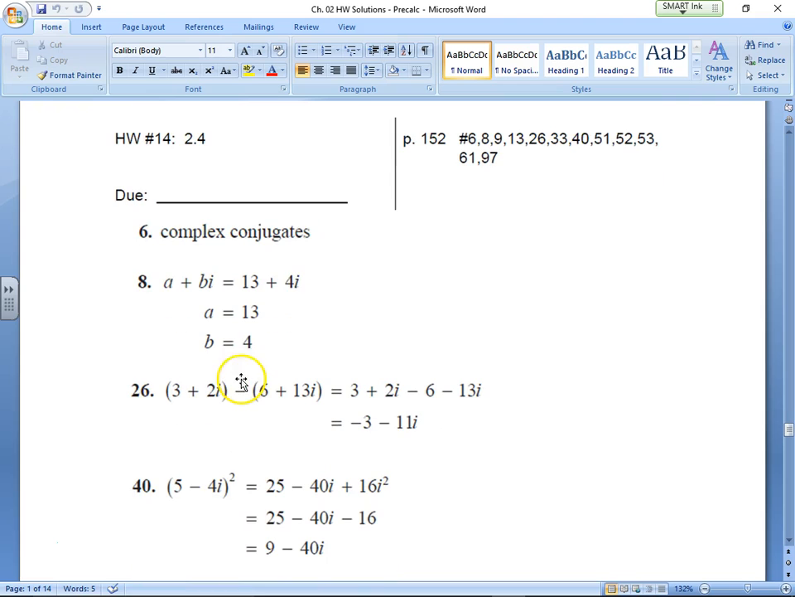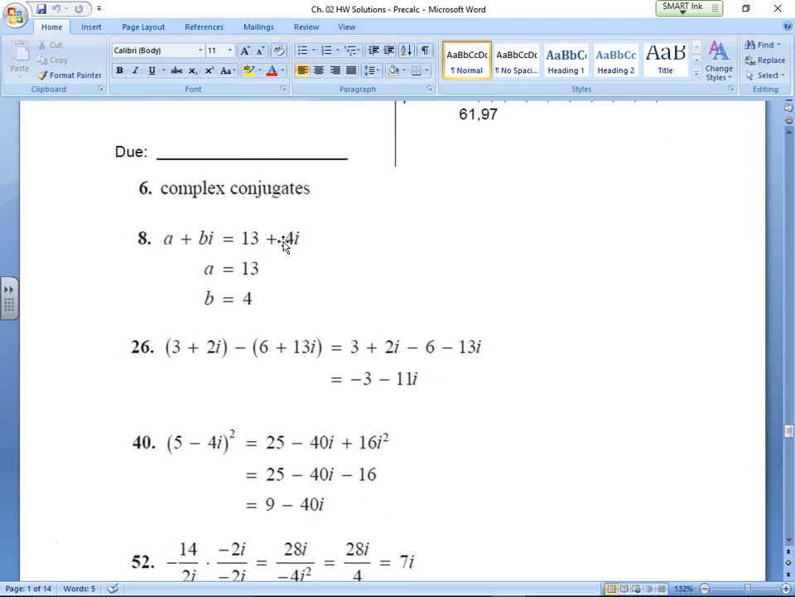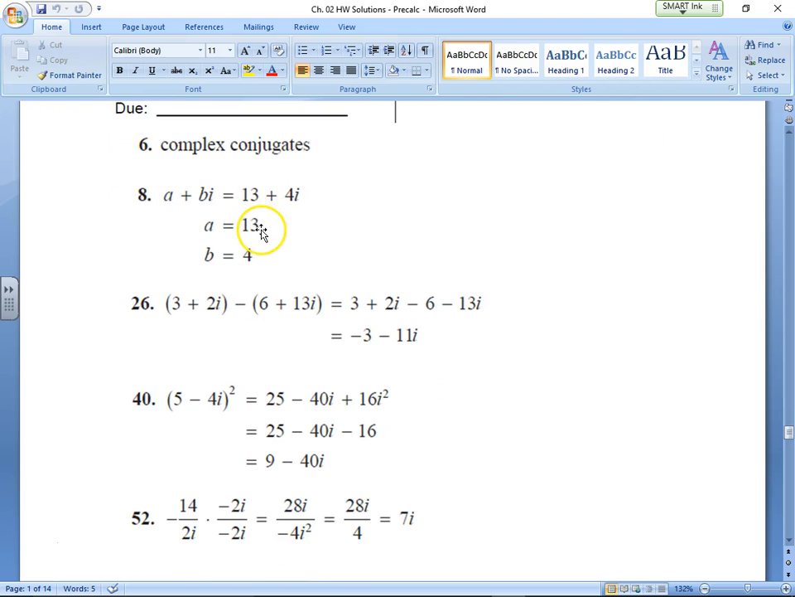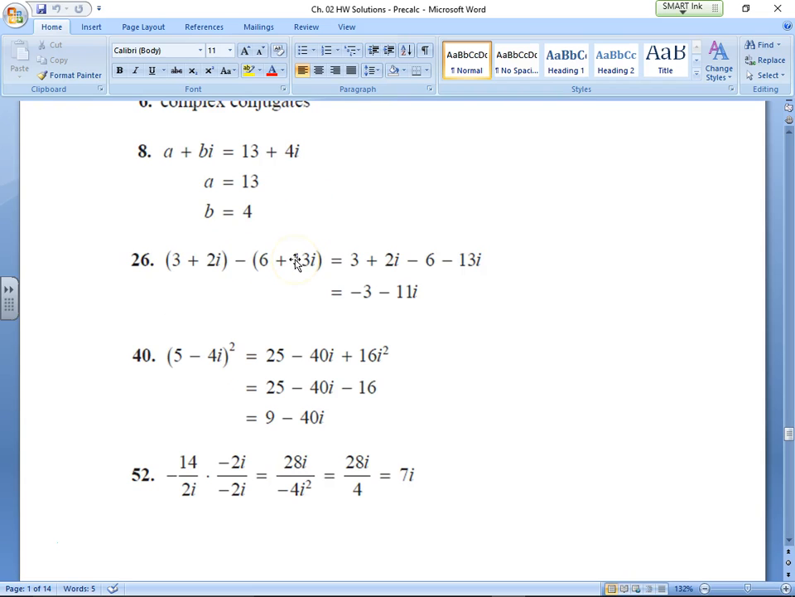Number 6, complex conjugates. We didn't talk about complex being the first name of it, but hopefully you saw it in this section. They are complex and then they are conjugates, multiplied by the conjugate. Number 8, easiest problem ever. Some of you might have overthought it though. A is the first piece, 13. B is the second piece, 4. Done. It was so easy, it was hard. Does it make sense now? You're just looking at the form and saying, who's who?